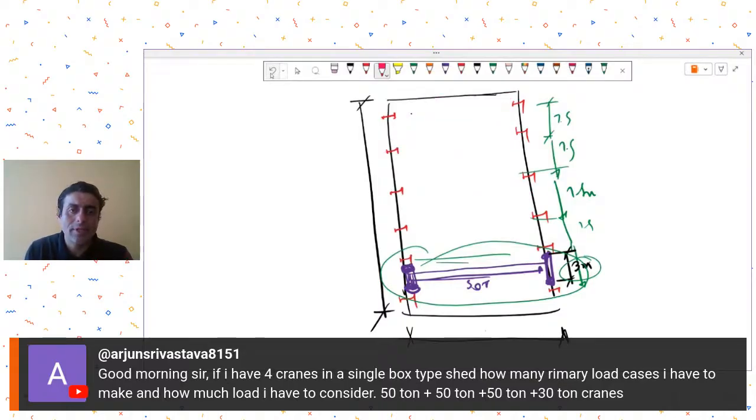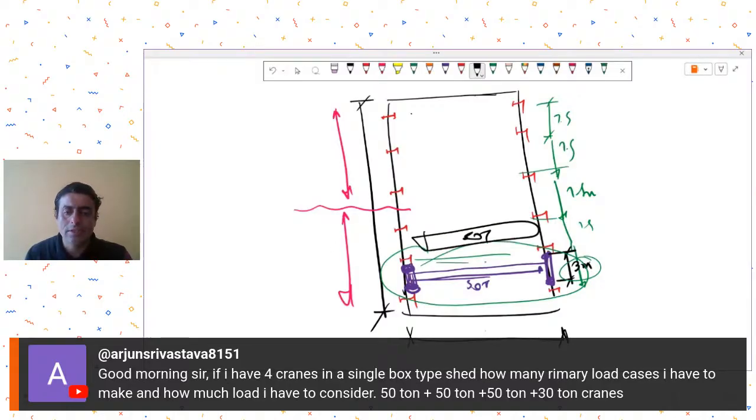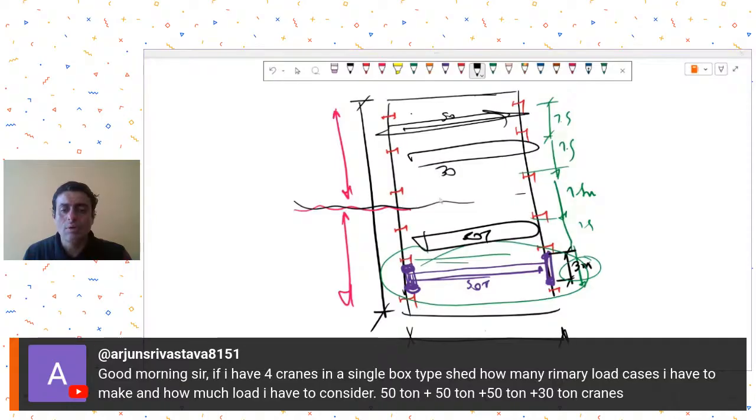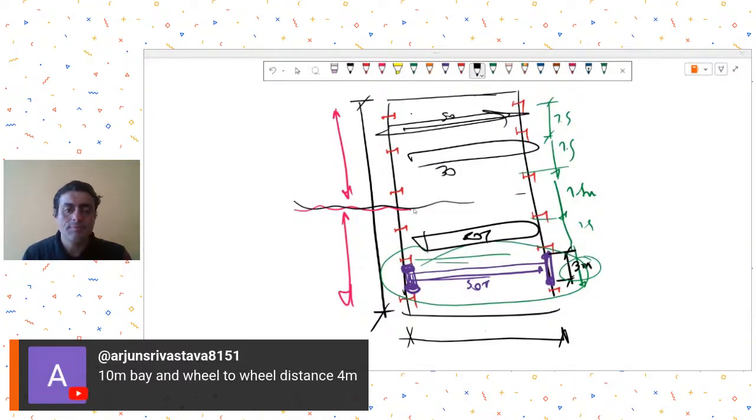It also happens sometimes that some cranes will only operate in some portion of the shed. That is quite regularly seen, that it's 50 plus 50 operating in this portion only. In the next half, let's say 50 plus 30 were acting. So you need to take these inputs first, and then you may be able to decide.